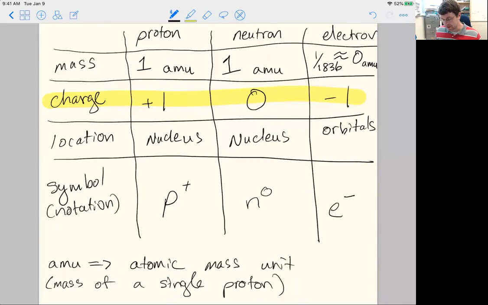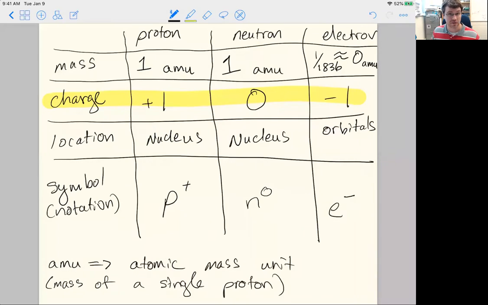If we're describing situations where we want to think about subatomic particles and how they're behaving within molecular systems, it's helpful to just write these out. In particular, the notation for the electron. So what we see here are masses, which are basically weights of our subatomic particles, charge, which we'll get to in a second, location, and symbol.